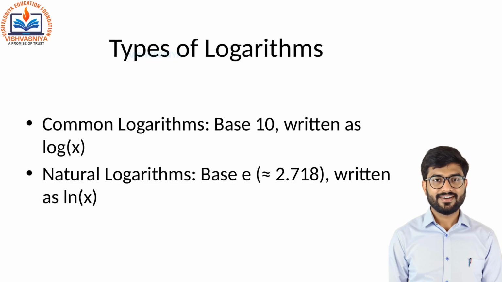Types of logarithmic function. There are two common types of logarithms. Common logarithm: base 10, written as log x. Natural logarithm: base e, approximately 2.718, written as ln x. Both are used widely in science and math.